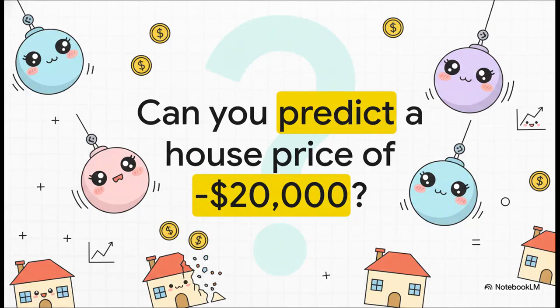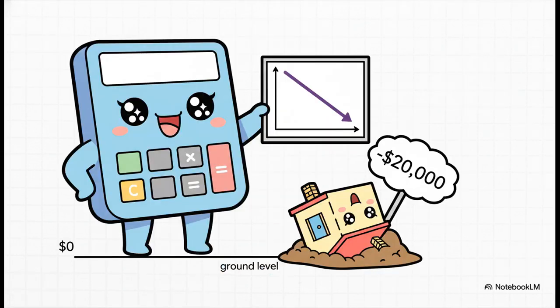And that brings us to the second wrecking ball. This one is even more fundamental. Let me just ask you a simple question. Can a house have a price of negative $20,000? Of course not. That's ridiculous. But what does our model think about that? Linear regression's answer is sure, why not? Because a line goes on forever in both directions, our model has zero concept of a ground level or a real world boundary. So if the data trends that way, it will happily predict impossible values. And this points to a fundamental mismatch. We're using a tool made for unbounded numbers to predict something that, in reality, can't go below zero.